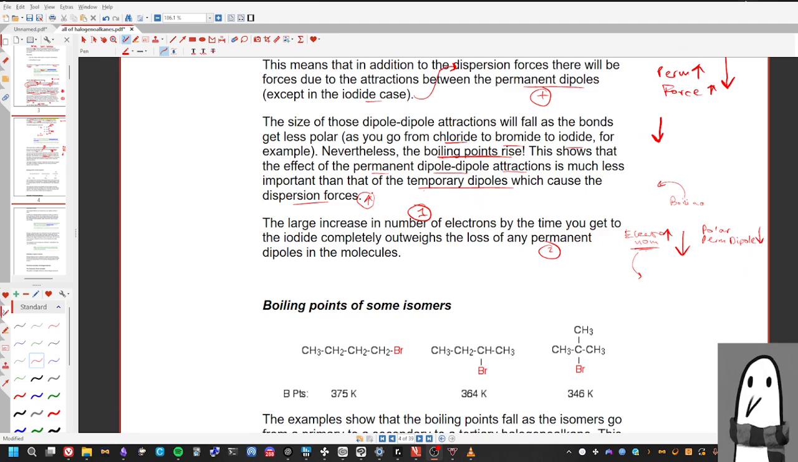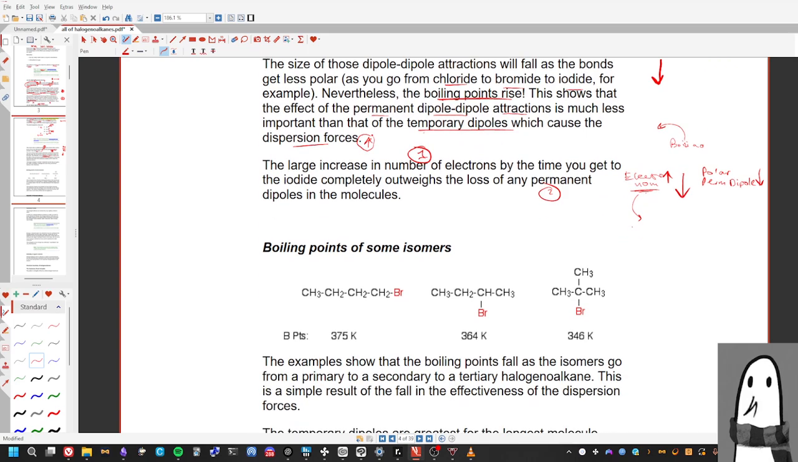All right. Okay, so electron number will deal with dispersion, and dispersion just has a better say and much more say than your permanent dipole. And so the boiling point will still increase because these increase, and so the dispersion forces increase.